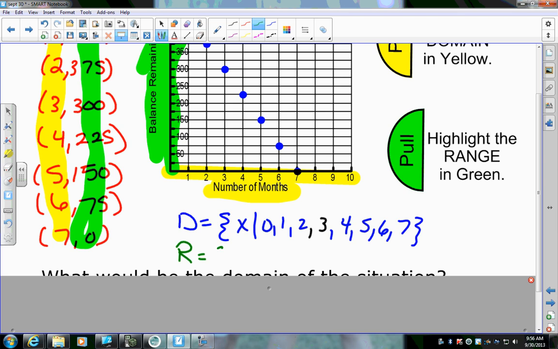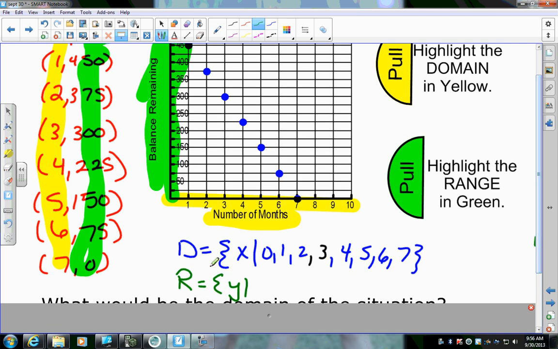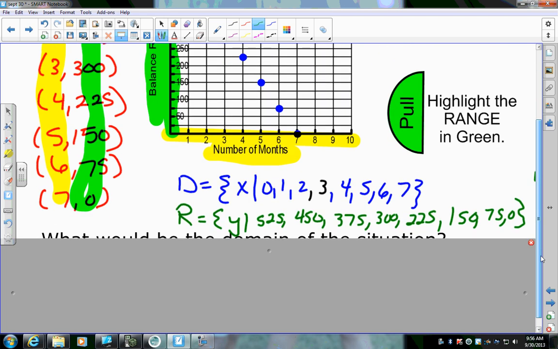My range would be, I guess I didn't need to come down this far. Let's see. 525, 450, 375, 300, 225, 150, 75, and 0. Okay, that's giving me my domain is all my X numbers, my range is all my Y numbers.